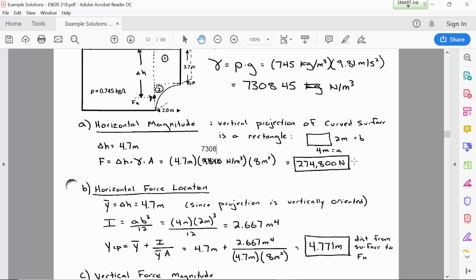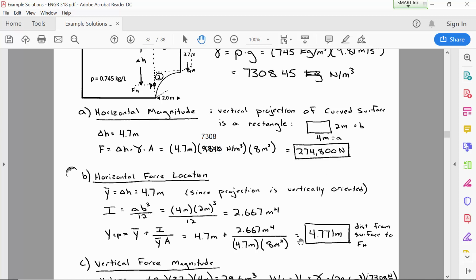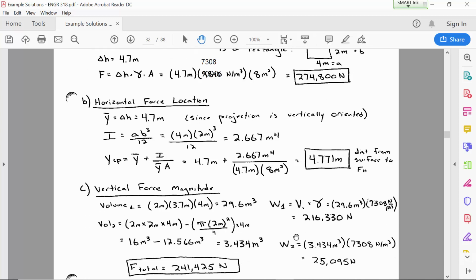The location of the force, we calculate the y bar for that is the same as delta H because the projection is vertically oriented. The area moment of inertia will only be correct if you remember that it's the vertical dimension that you cube. So the width of it, 4, isn't cubed. You just take that to the first power.